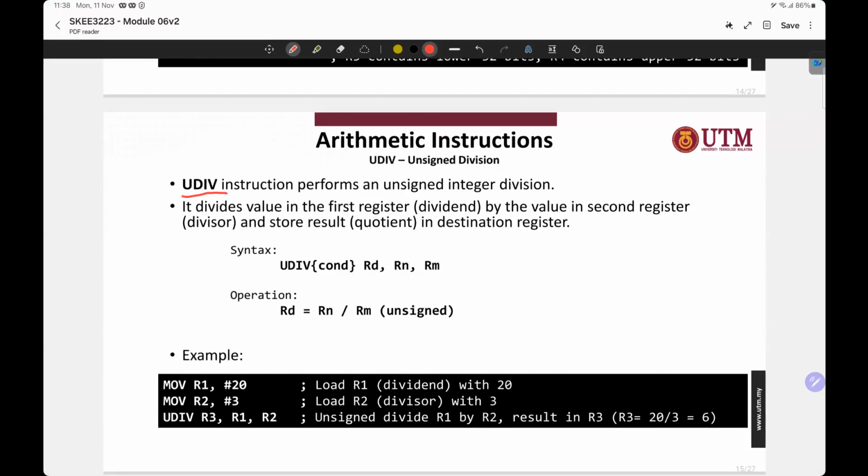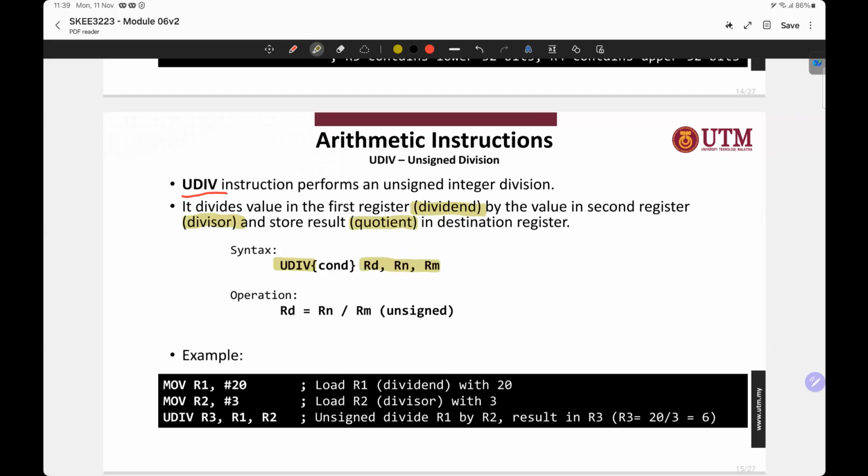This UDIV instruction performs an unsigned integer division. It will divide the value in the first register, which we call the dividend, by the value in the second register, which is the divisor, and store the result, the quotient, in the destination register. And this is the syntax: UDIV RD, RN, and RM.